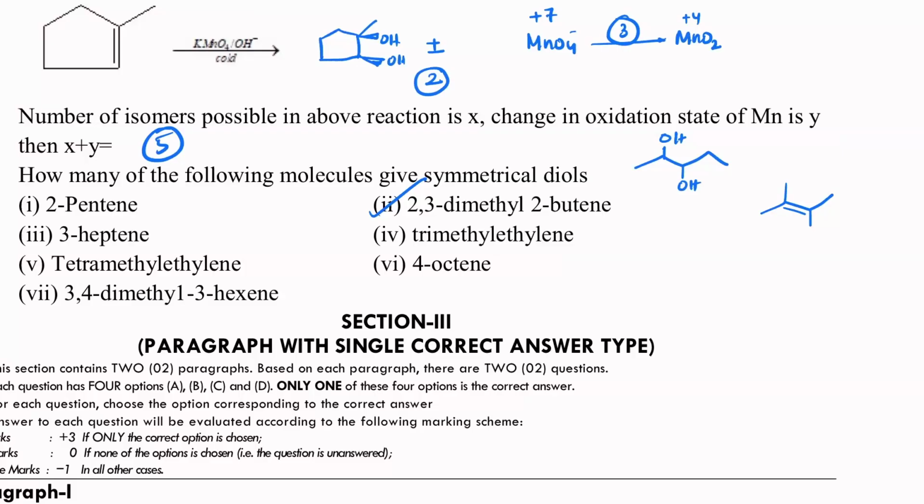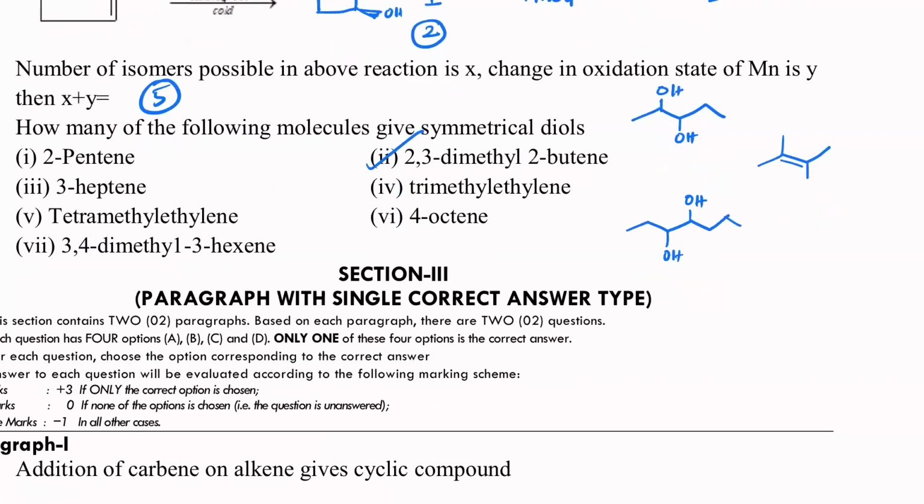Yeah. Next, 3-heptene. 1, 2, 3, 4, 5, 6, 7. So 3-heptene looks like this. If you remove that, we will get OH and OH. So this is not forming a symmetrical diol.